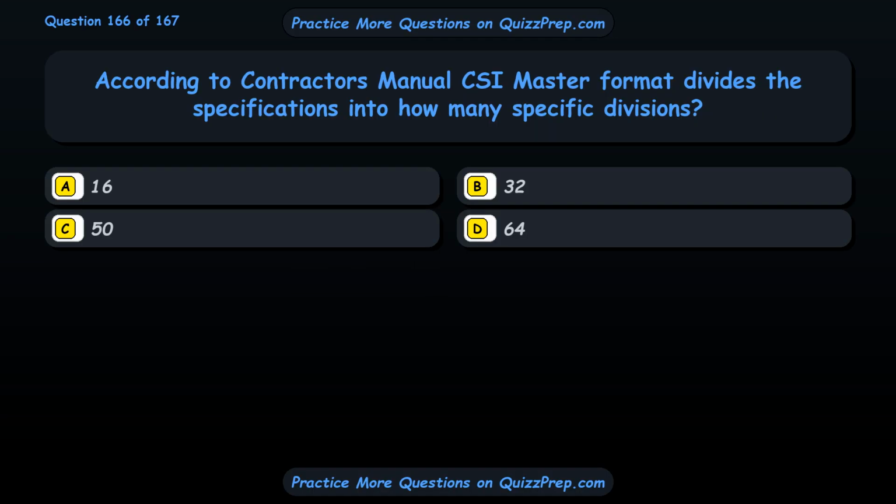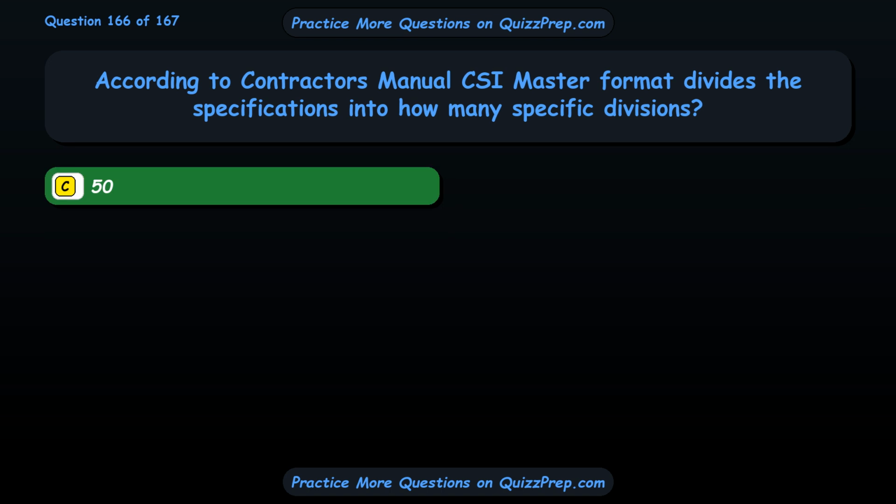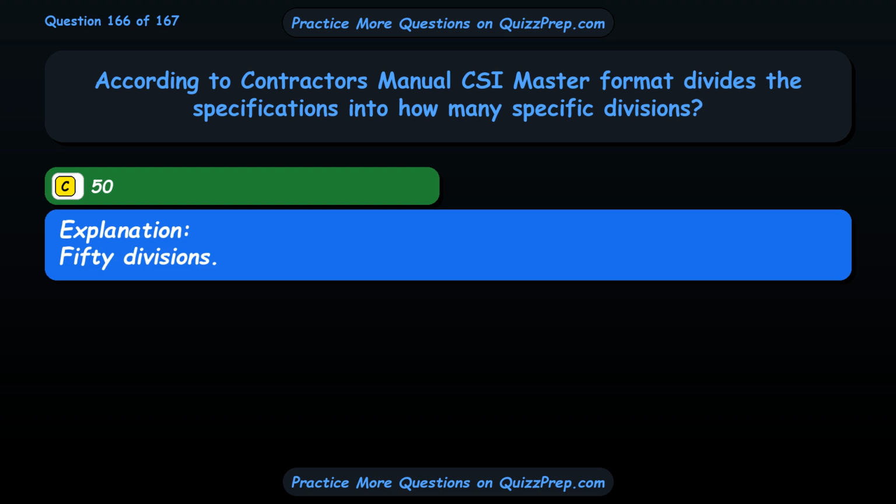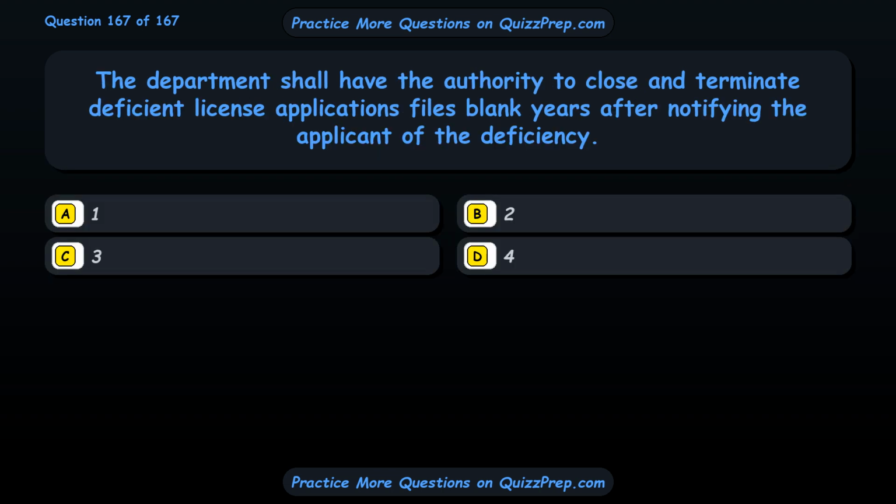Question 166. According to contractor's manual, CSI master format divides the specifications into how many specific divisions? Option A 16, Option B 32, Option C 50, Option D 64. The correct answer is option C, 50. 50 divisions.